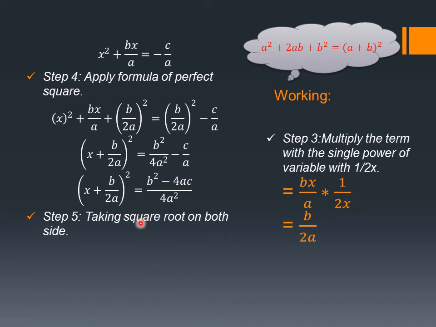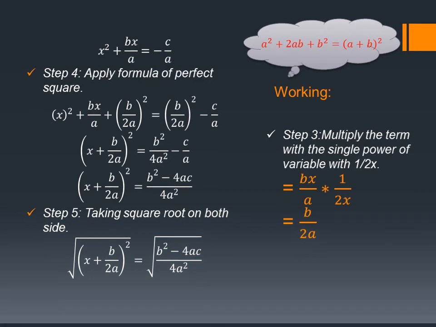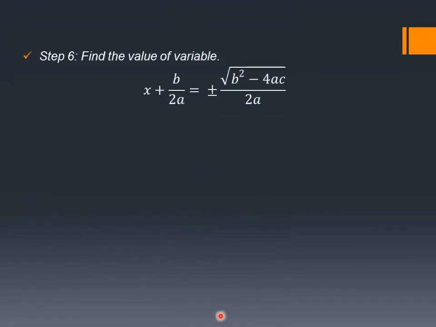The fifth step is taking square root on both sides. This step is to cancel this square and to get the answer of x. We cannot have the answer of x if the square term remains there. So we have to cancel the square term, taking the square root on both sides. This square will get cancelled with the root and we will take square root of this side. The answer will be x plus b over 2a equals plus minus under root b square minus 4ac over 2a. As we were having 4a square in the denominator, root of 4a square is 2a, and we have to place plus minus sign whenever we take square root of any term.